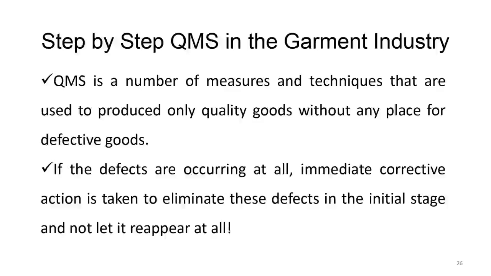But like I said, it's not possible, and some of the other defects would occur. If the defects are occurring at all, immediate corrective action is taken to eliminate the defects in the initial stage and not let them reappear at all. So the philosophy that we are following is that don't let things go wrong, and if things go wrong, immediately correct it, and correct it in such a manner that further defects don't arise. That is what a good quality management system does.